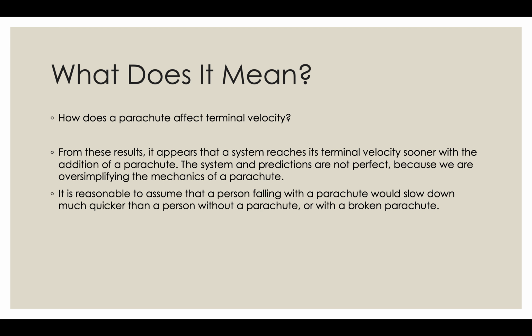I would also like to talk about how a parachute can affect terminal velocity. It seems from this lab that the addition of a parachute allows the system to reach terminal velocity quicker. The system and prediction are not perfect, however, because we are oversimplifying the mechanics of a parachute in this lab. It is reasonable to assume that a person falling with a parachute would reach terminal velocity more quickly than a person without a parachute or with a broken parachute, which would not be good. This is why skydivers use parachutes that are always intact and double check.